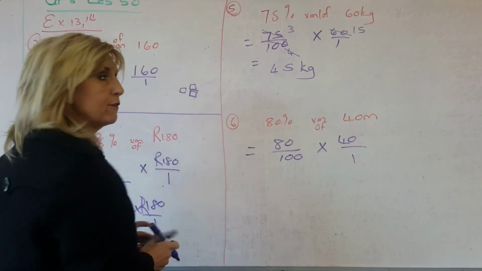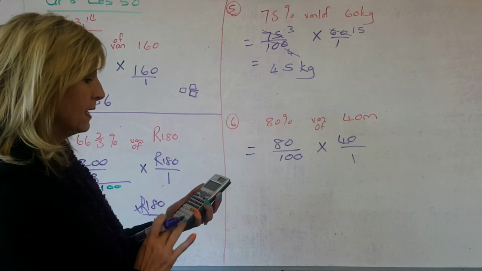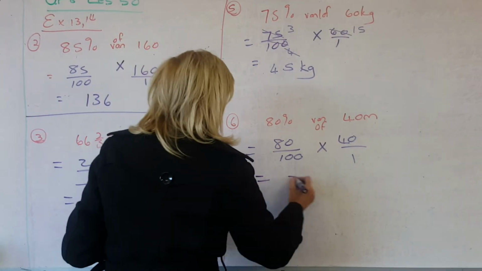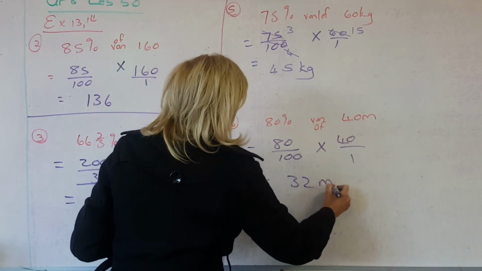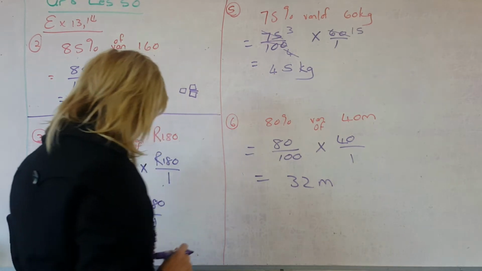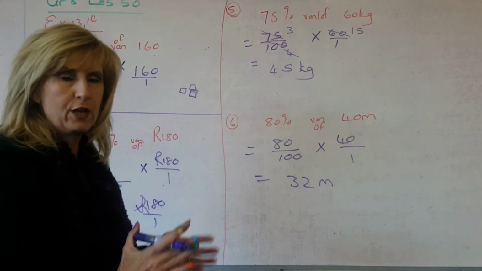And the only thing I want from you now is the answer. So if you have done it on the calculator and just write it's 32, I'm happy. 32 meters, kilogram. Now, we're not going to be that strict, but get yourself to be accurate in maths.